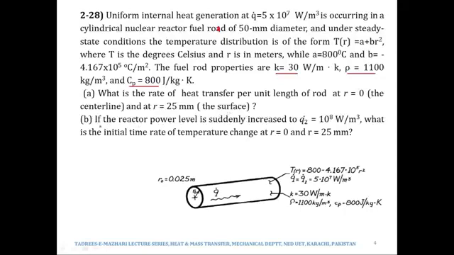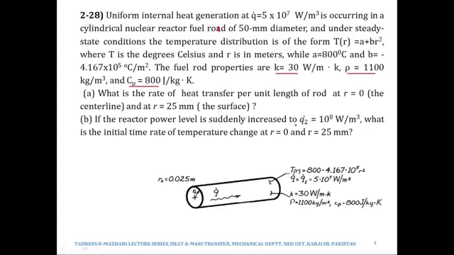And then in part B, it says that if the reactor power is suddenly increased to a higher value of 10^8 from 5×10^7, what is the initial time rate of temperature change at r equal to 0 and at r equal to 25 millimeters. So it is the second part where the value of Cp will be used, where we are being asked to determine the time rate of temperature change, means dT/dt, when the reactor power is increased. So of course when the reactor power would be increased, the temperature would start increasing. So we have to find that out, and for that reason we are given the value of Cp in the problem.